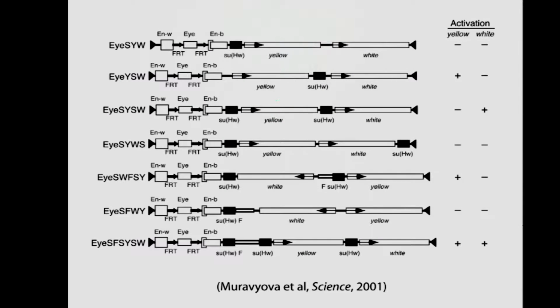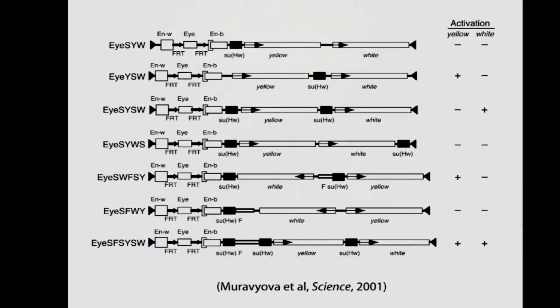And similarly, let's see, what was I looking for here? Right, so even if the pairing is surrounding a gene, like in this case, where we have suppressor of hairy wing sites on either side of this yellow gene, but we have both of the relevant enhancers upstream, yellow is off and white is on.